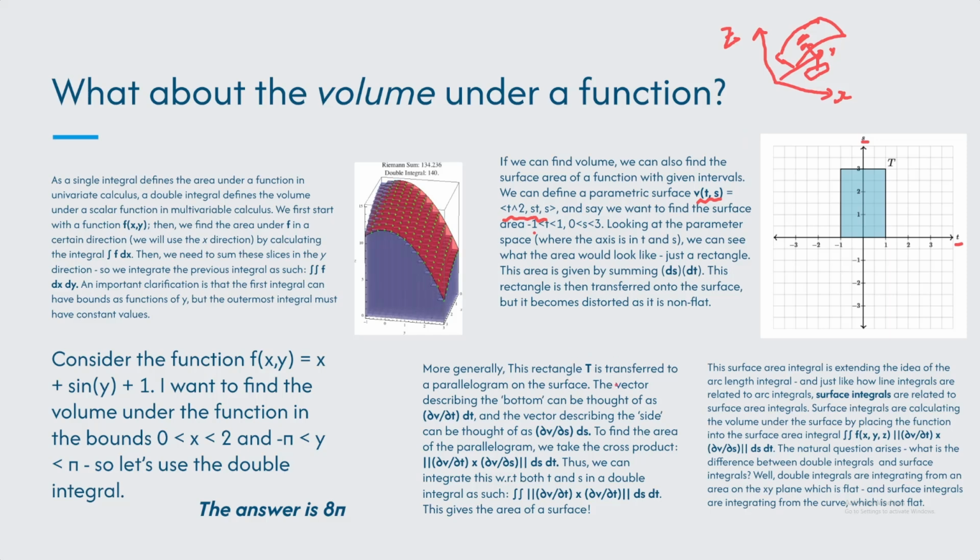More generally, the rectangle is transferred to a parallelogram on the surface. Both pairs of lines have to be parallel, but they can start being squished, right? So the condition that opposite lines are parallel holds, but not the fact that they must be oriented the same way. So the vector describing the bottom of this surface can be thought of as dv/dt times dt, right?